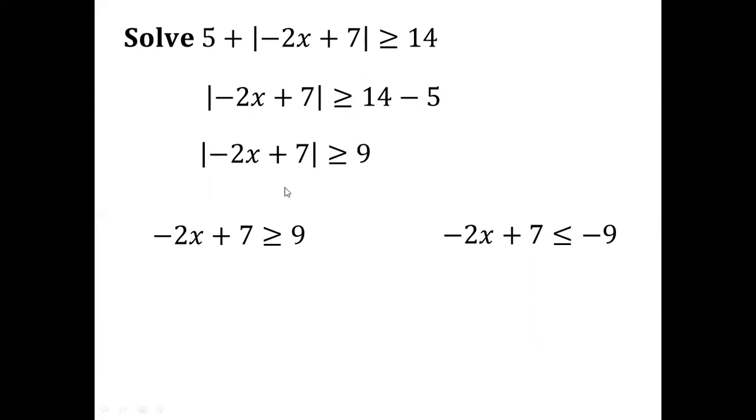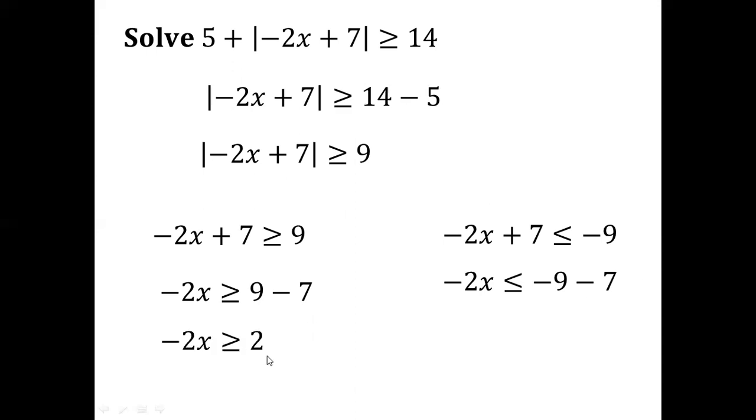One is going to be the same as the question, and in the other one, you flip the sign as well as the number. Flip the number in the sense that if it's negative, you make it positive, and if it's positive, you make it negative. So let's go on and see how we solve this. -2x is greater than or equal to 9 minus 7, because the +7 becomes -7 when it moves to the other side. And on this side, -2x is less than or equal to -9 minus 7, because it's +7, so when it moves to the other side, that becomes -7.